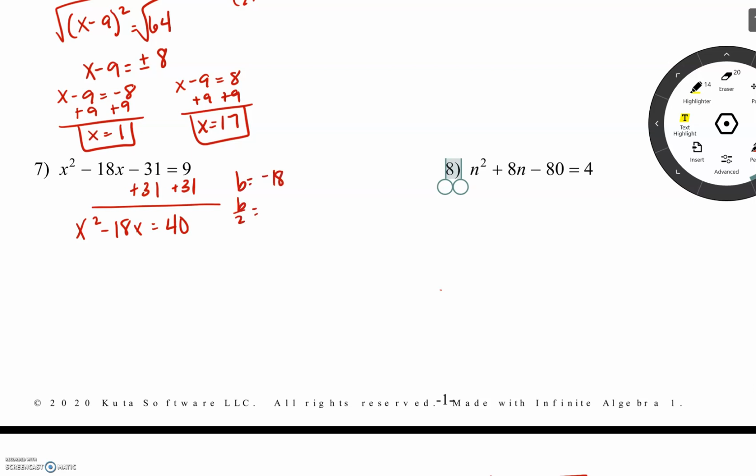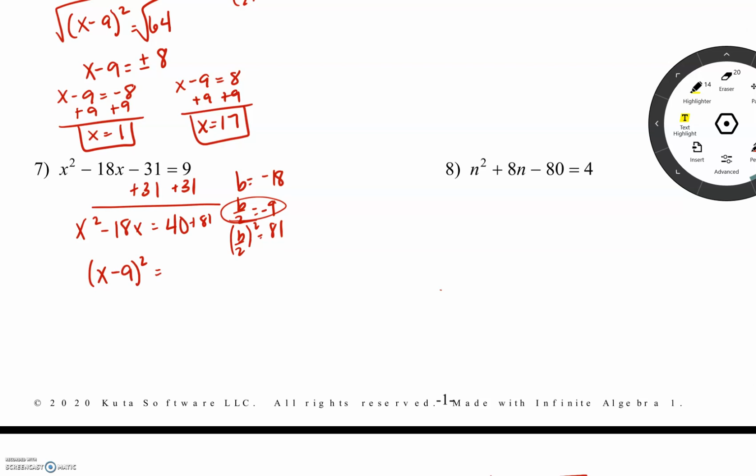B divided by 2 is negative 9. And b divided by 2 squared would be a positive 81. So 81 is what we're going to add. And we add it to the left, it's going to create that perfect square trinomial, so it'll factor into x minus 9 squared. Again, we know it's x minus 9 because that's what b divided by 2 is.